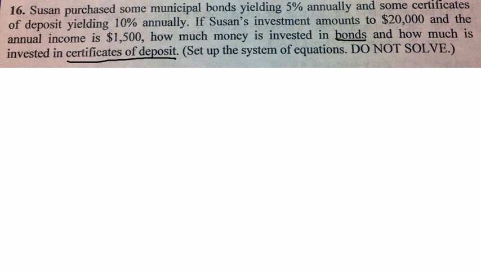Okay. So, wow, they just gave you a bunch of information. So now you just need to know how to put that information together. Oh, look, this question just wants you to set up the system of equations. It doesn't even want you to solve it. All you have to do is set up the system of equations correctly. So let's go ahead and do that. So Susan purchased some municipal bonds, yielding 5% annually. Then there's certificate of deposit, yielding 10% annually.